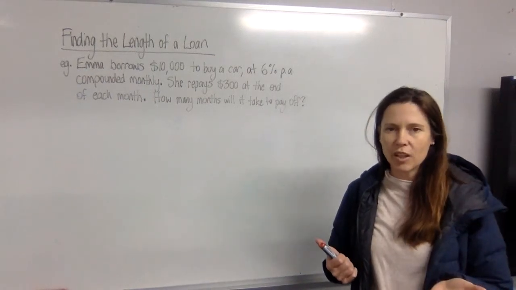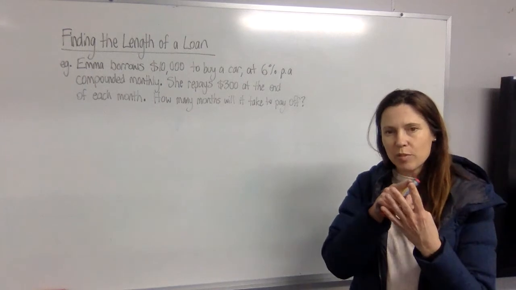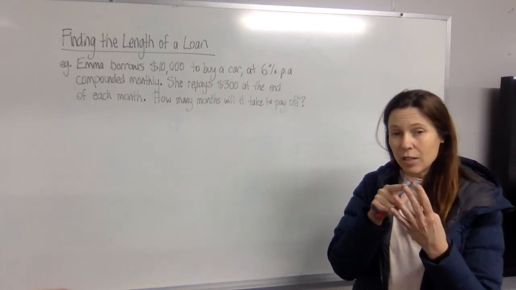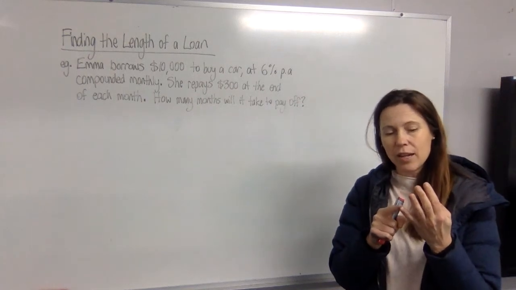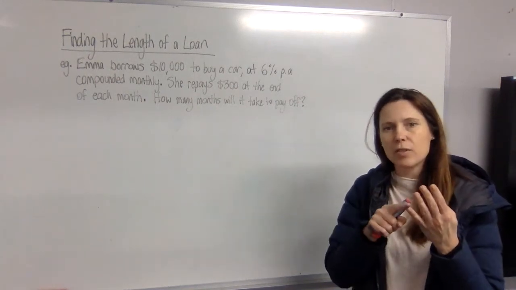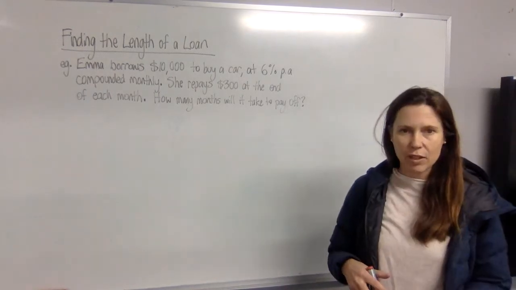Now, when you're paying off a loan, there are four things that you might need to find. There's the principal amount that you borrowed, the interest rate, the amount of your repayments, and the length of the loan. And you can be asked to find any one of those if you know the other three. So in this example, we're finding the length of a loan.